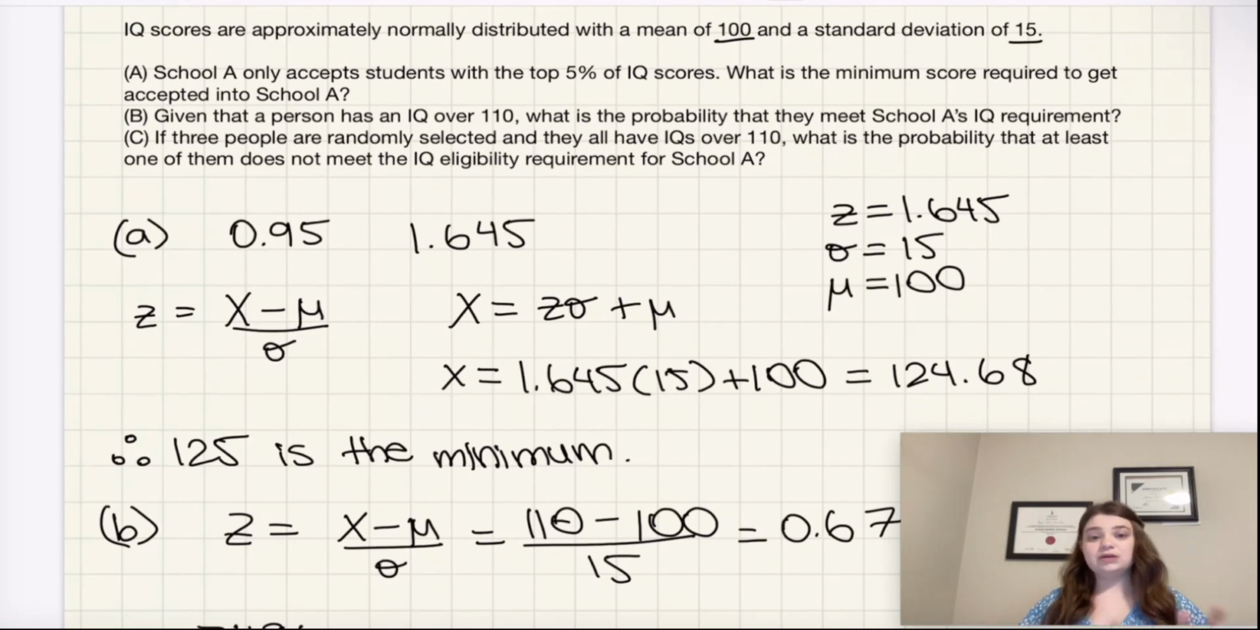Or we could do the opposite and find the probability that the opposite is true, which is that all 3 of them do meet the requirement of the 125, and then we can just do 1 minus that probability. That sounds a lot easier to me than finding all 3 and having to add them up. So we're going to take the path of least resistance here and just do that. Okay, so first let's find the probability that all 3 do qualify.